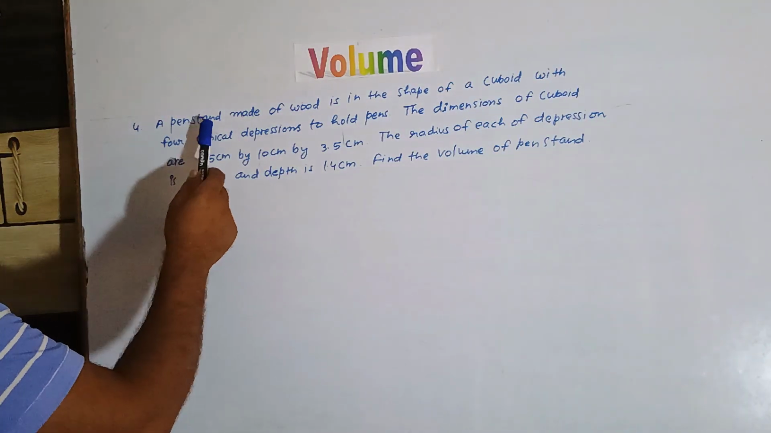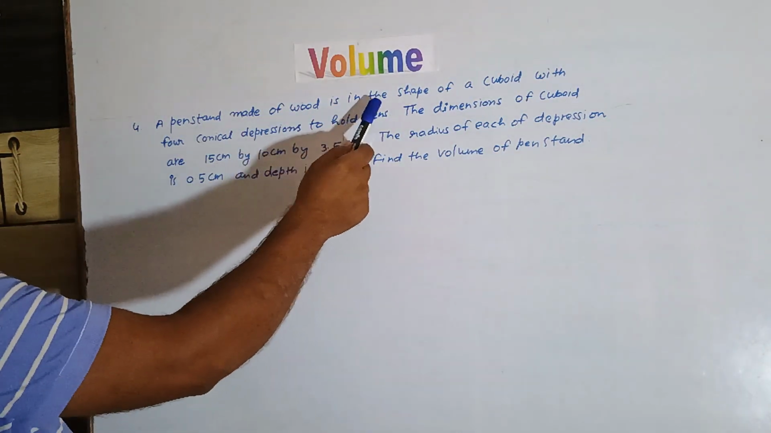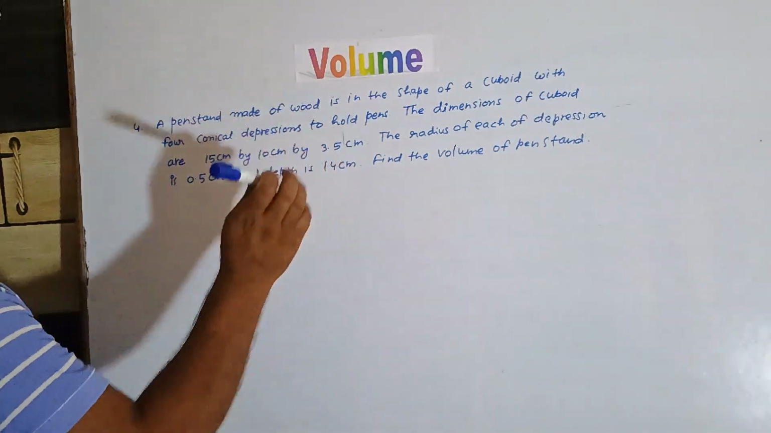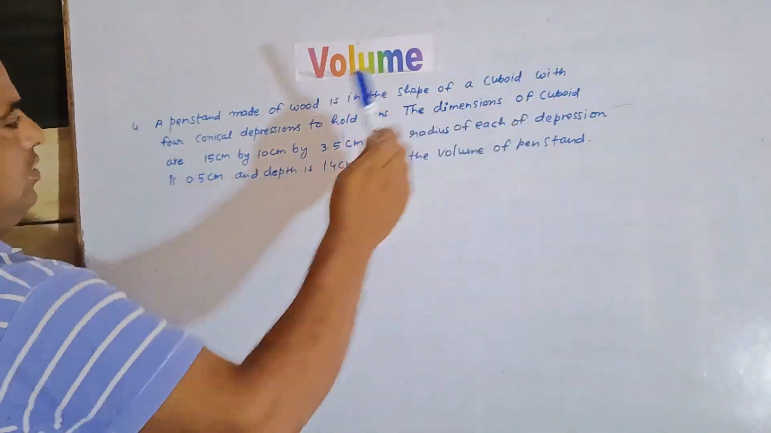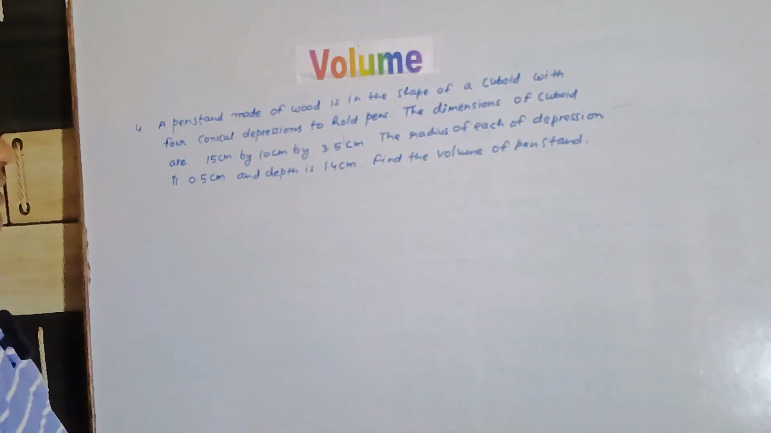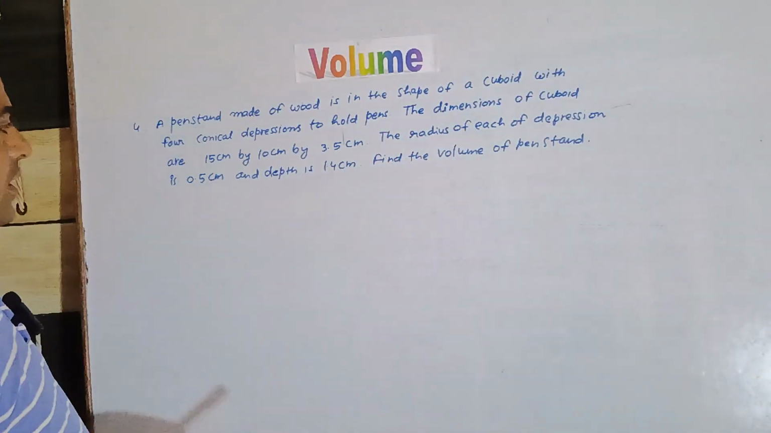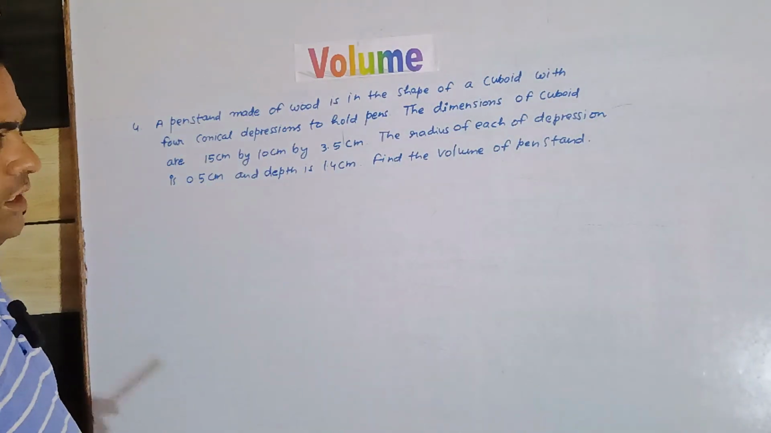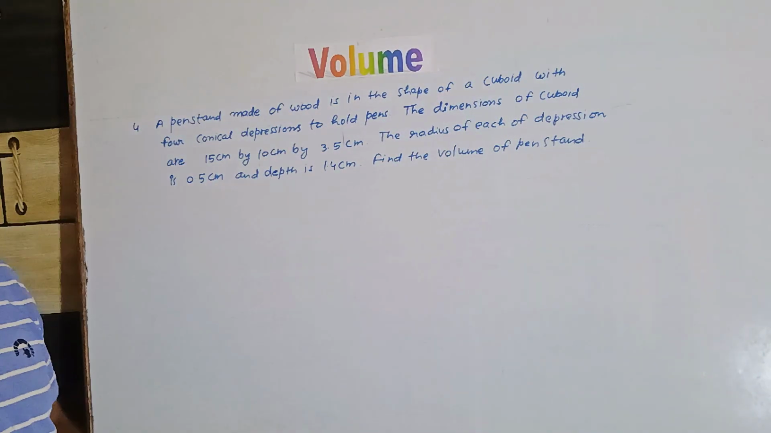Students, a pen stand made of wood is in the shape of a cuboid with four conical depressions to hold pens. The dimensions of the cuboid are 15 cm by 10 cm by 3.5 cm. The radius of each depression is 0.5 cm and the depth is 1.4 cm. Find the volume of the pen stand.